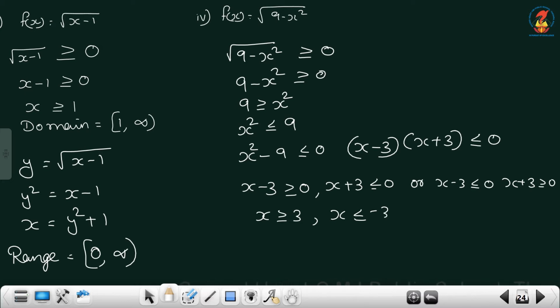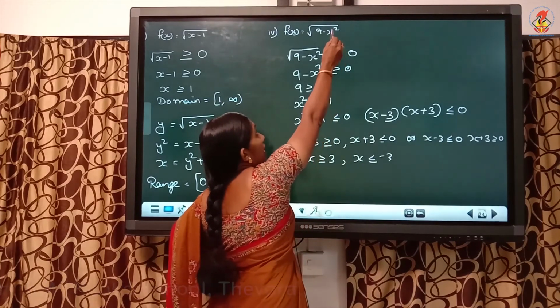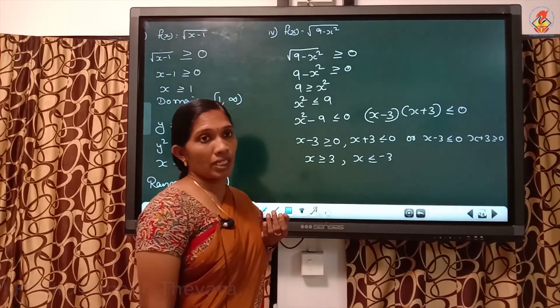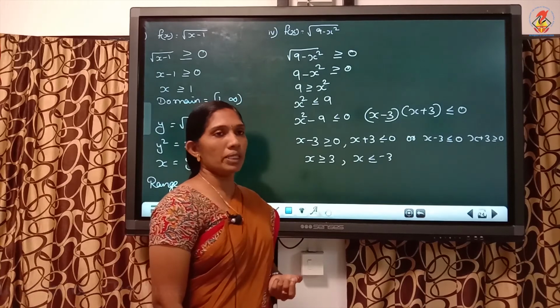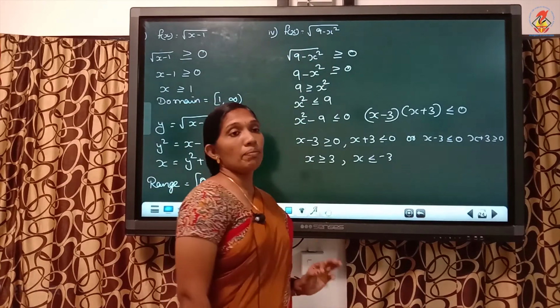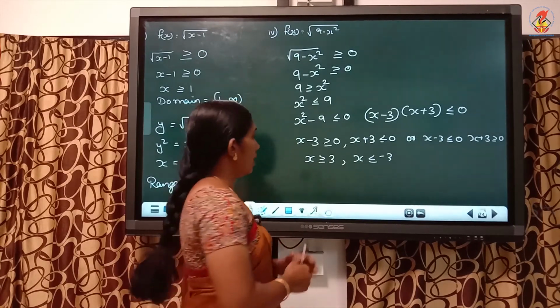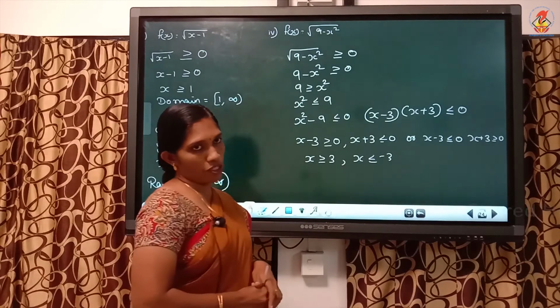Now x greater than or equal to 3. Substitute here. When x is greater than or equal to 3, that x you can give 4, 5 like that. If x is 4, 9 minus 16, so you will get a negative number. So is it possible? It is inside the root symbol. So root of a negative number, that is imaginary only. So this case is not possible.